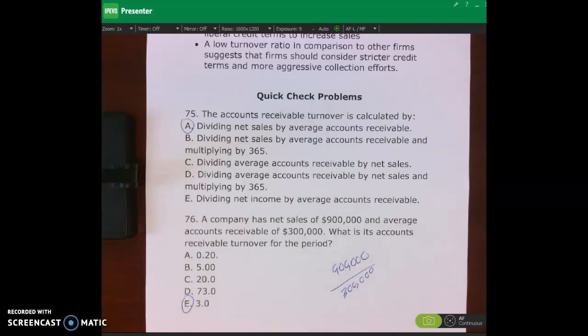Is this good? Is this bad? It's hard to say because we don't know what the other companies in our industry are doing. We'd want to compare that against prior years, and we would also want to compare that against other companies in our same industry to determine whether that's a good or bad ratio, okay?